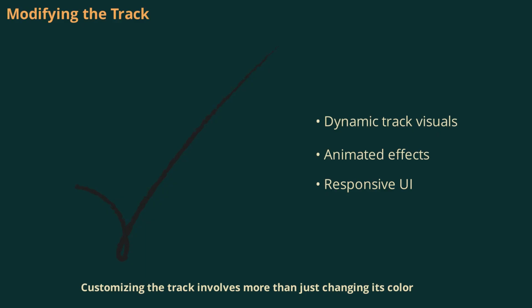Customizing the track involves more than just changing its color. You can use composables to create complex visuals, such as gradients, patterns, or even animated effects. By calculating the active fraction of the slider, you can dynamically adjust the track's appearance as the user interacts with it. This means the track can visually respond to user input, making the slider feel more alive and responsive. It's a great way to add polish and personality to your app's UI.